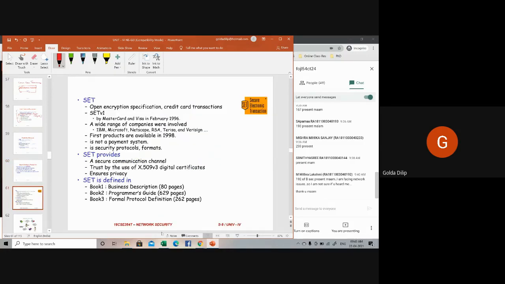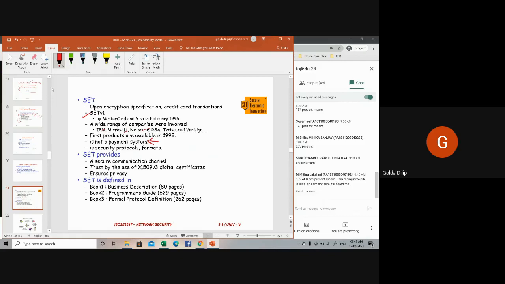So this is regarding SET, which is actually for credit card transactions. Version 1 was released by MasterCard and Visa in the year 1996. A number of companies were involved in it: IBM, Microsoft, Netscape. The point to be noted is that SET is not a payment system. It is security protocols and the associated formats.